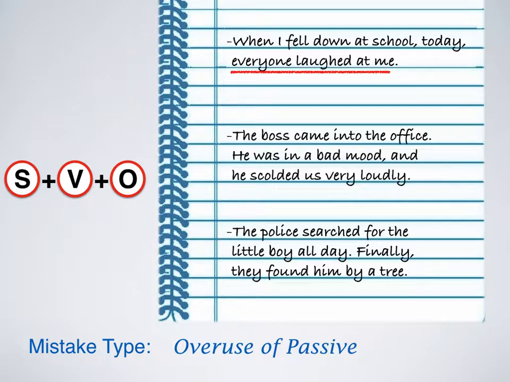And in the next example, the topic is the boss. He's also the subject of the first part of that sentence. There's no purpose to using the passive. The same is true for this case. It is clear now that the police found the boy. If the police didn't find him, then we could say someone found him by a tree. In fact, there's another problem with this example.